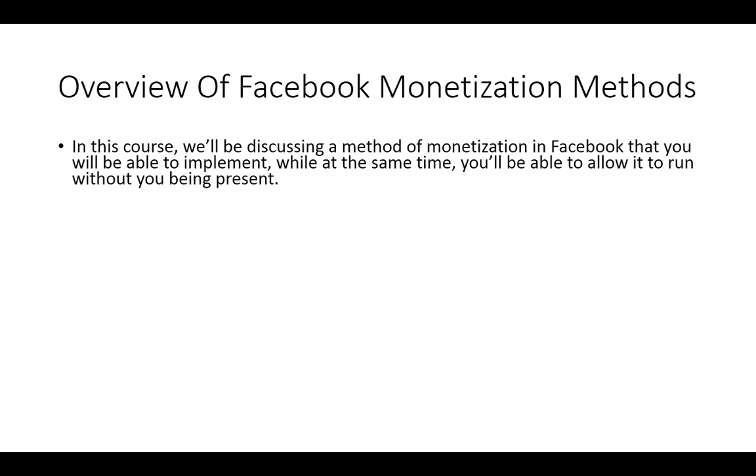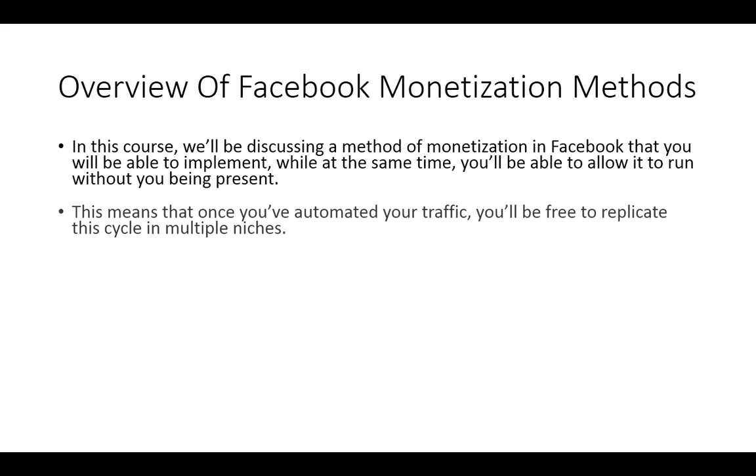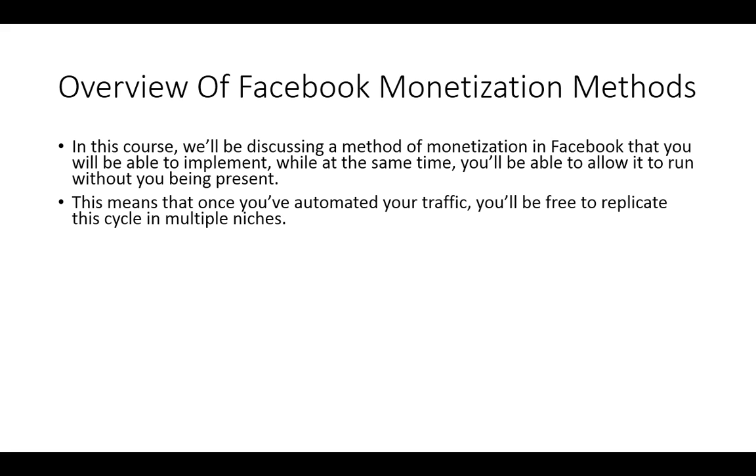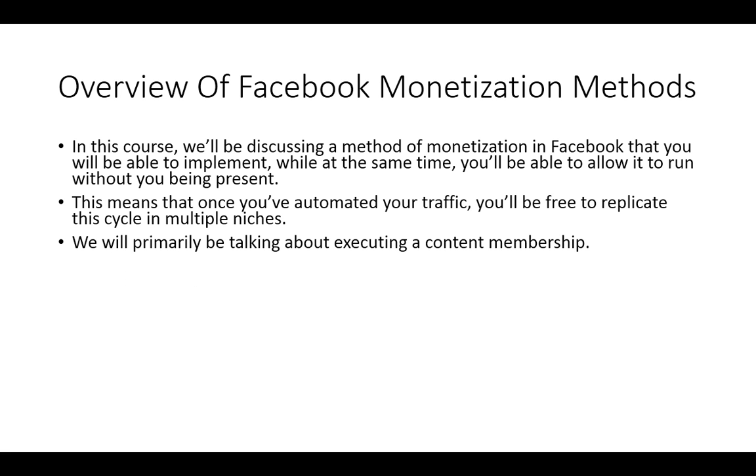And in this course and in this video, we're going to be giving a brief overview of what we're going to be talking about. Now, in this course, we'll be discussing a method of Facebook monetization that you'll be able to implement while at the same time you'll be able to allow it to run without you being present. So in other words, what you're really trying to do is to set up an income stream that will eventually run without you. Now, this means that once you've automated your traffic, you'll be free to replicate this cycle in multiple niches. And what we'll be primarily talking about in this course is executing a content membership inside of Facebook.